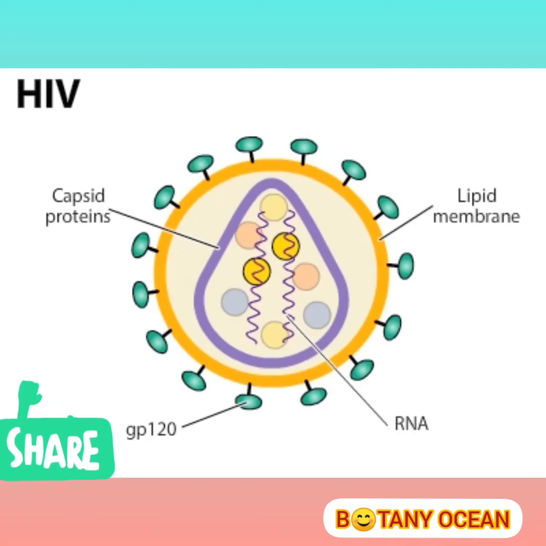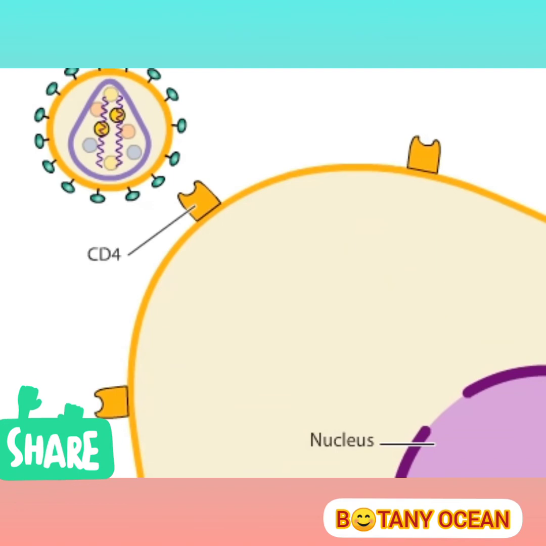The human immunodeficiency virus, or HIV, destroys cells of the immune system, making the body vulnerable to a host of diseases. HIV has surface proteins called GP120 that attach to cells that have CD4 receptors on their surfaces. CD4 is found on the immune system's helper T lymphocytes and on scavenger cells called macrophages.